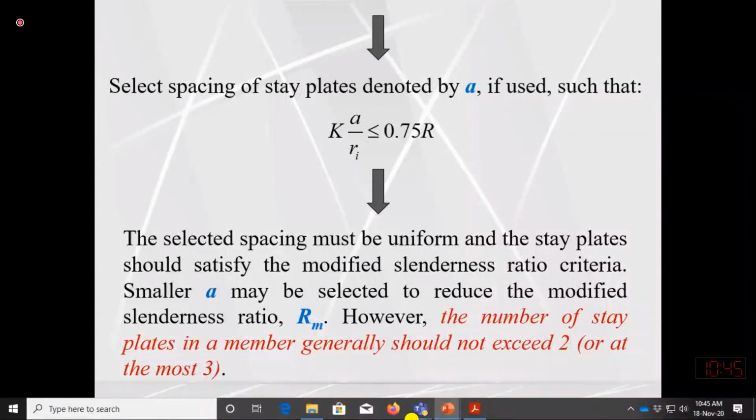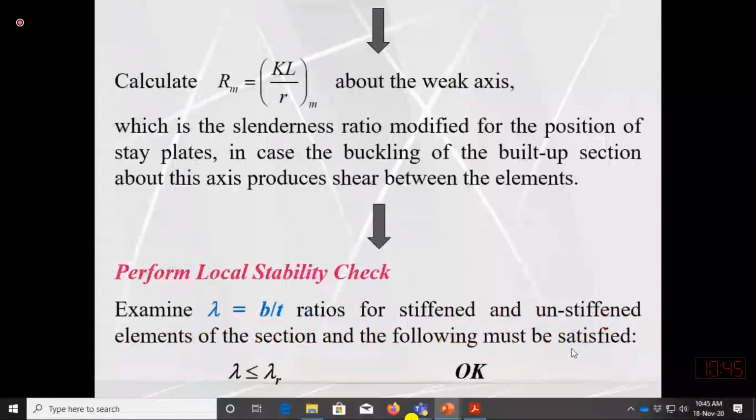I told you that whenever we are going to use a built-up section, we require the modified slenderness ratio. Why? Because we are not connecting both sections thoroughly, but intermittently at some parts. It means that we will not have a fully integral or combined behavior. So in that case, our section will have less capacity compared to the fully built-up section. To cater to this issue, we compute the modified slenderness ratio. The number of stay plates generally ranges between 2 to 3. Then we check the local stability.